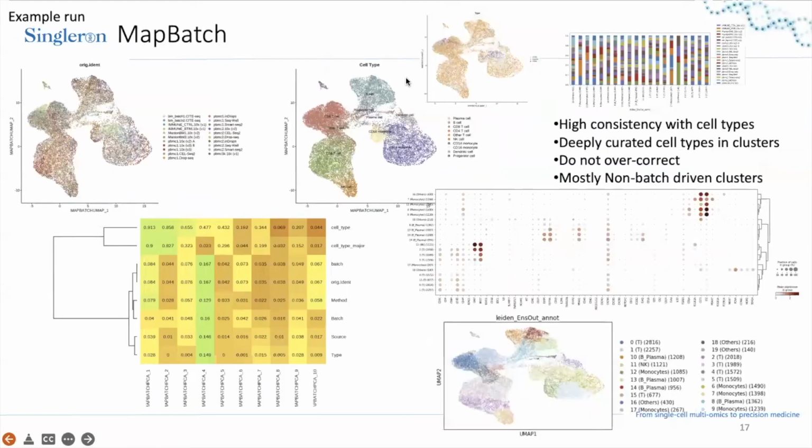So this is the result of MAP-Batch, and here we can see that MAP-Batch works very well with regard to the cell type. It actually groups, for example, the CD14 monocytes, CD16 monocytes, and the dendritic cells, and they form different locations in the UMAP. And then when we look at the overlay with the batches, they are also located at a different place.